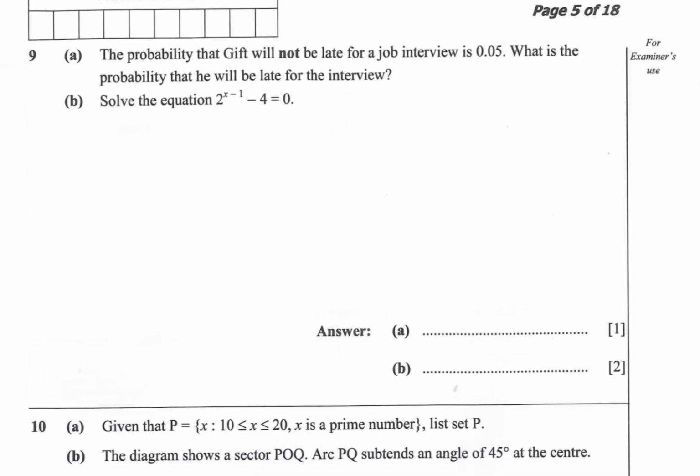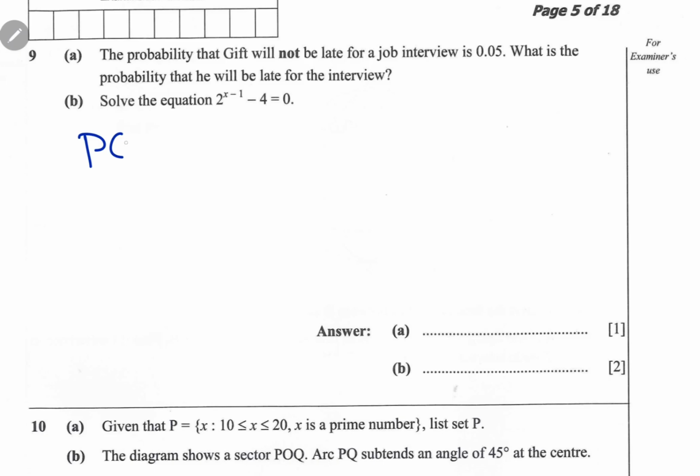Let us go to question 9. The probability that Gift will be late for a job interview or will not be late for a job interview is 0.05. What is the probability that he will be late for the interview? So probability of such questions, the way you look at them, probability of will and not.